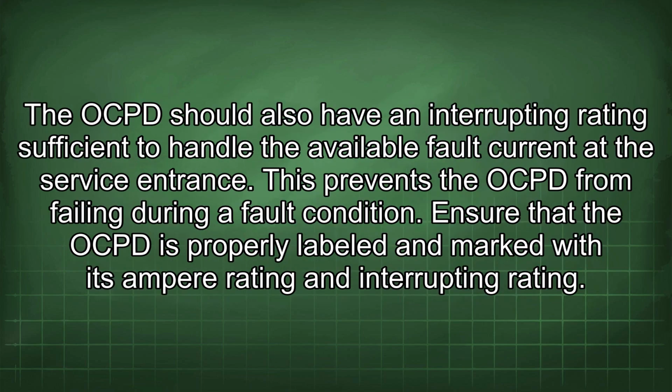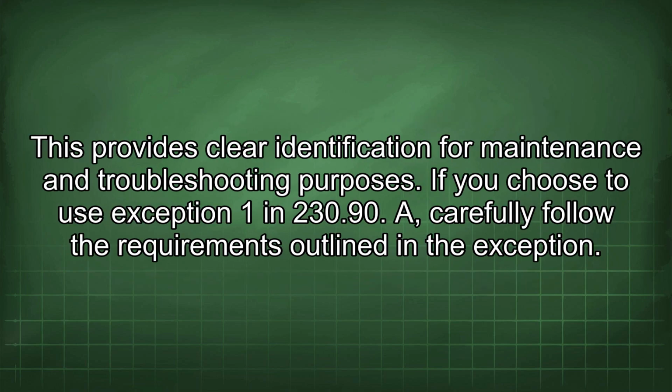The OCPD should also have an interrupting rating sufficient to handle the available fault current at the service entrance. This prevents the OCPD from failing during a fault condition. Ensure that the OCPD is properly labeled and marked with its ampere rating and interrupting rating. This provides clear identification for maintenance and troubleshooting purposes.